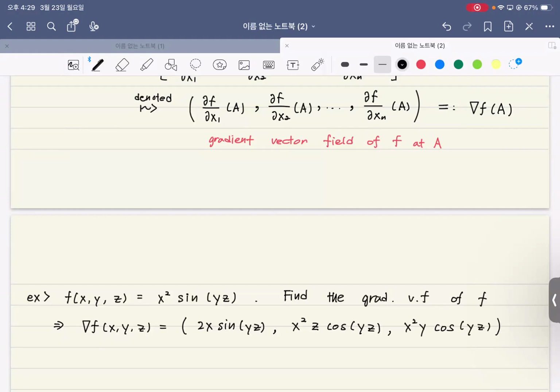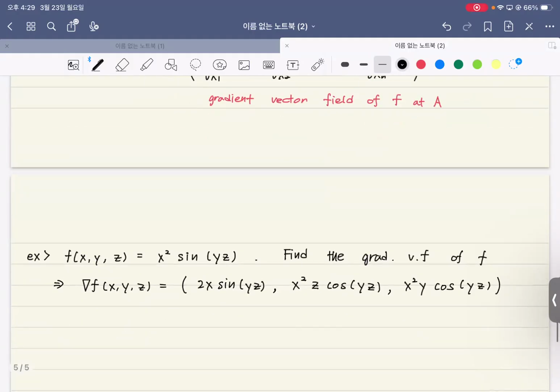So this is going to be your gradient vector of u. So this is easy. It's just regular differentiation. Then you can easily get the gradient vector field.